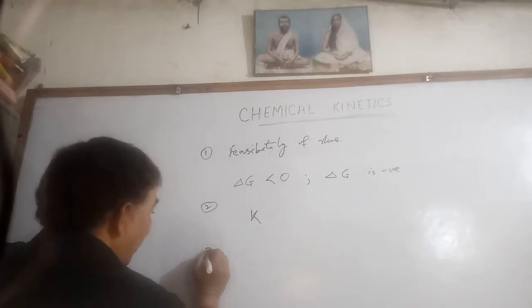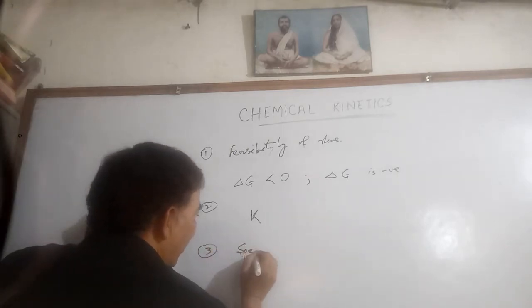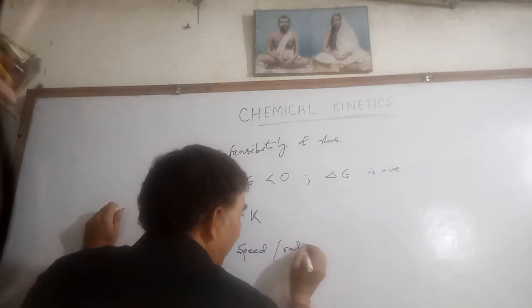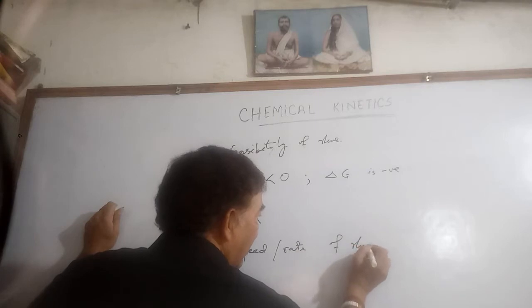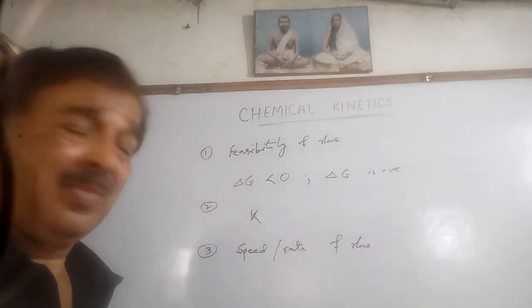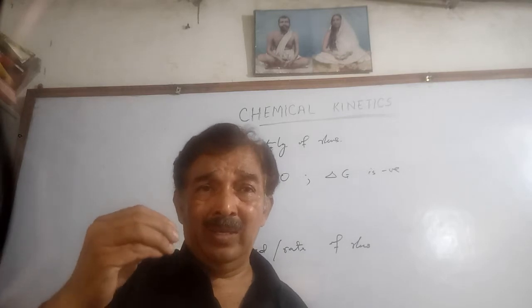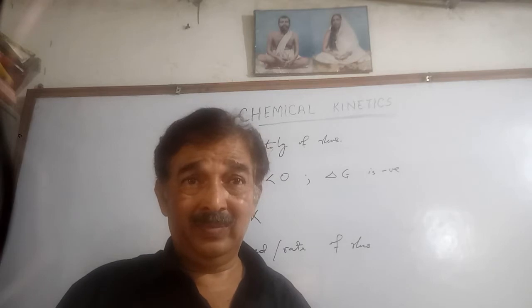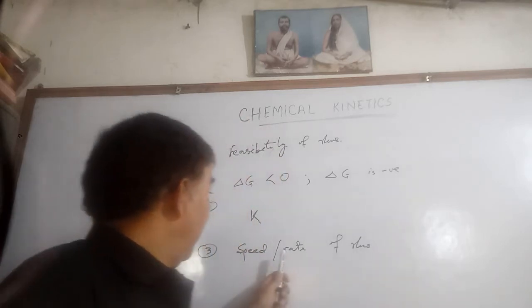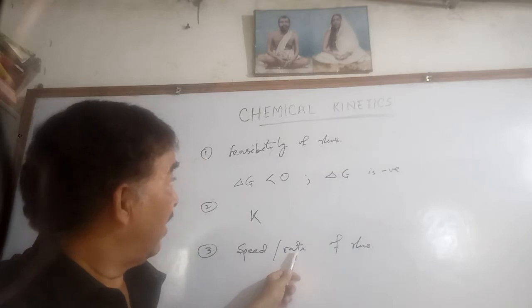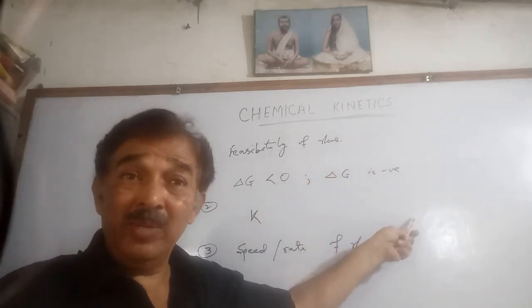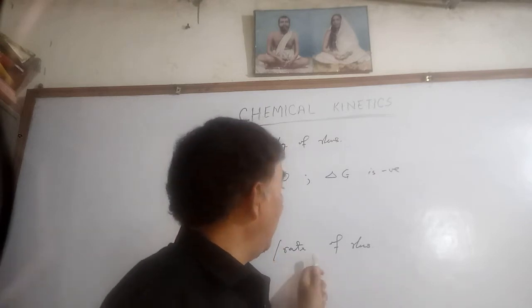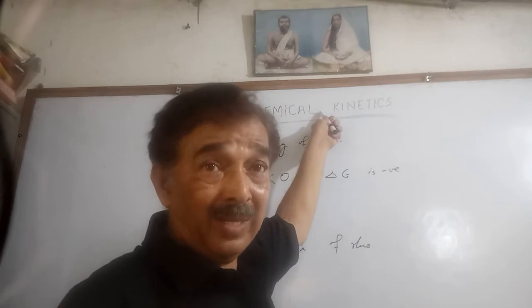The third aspect is speed, that is, the rate of reactions. It is very important to study the rate of a reaction, which we will not get from thermodynamics or from chemical equilibrium. The rate or speed of reactions we study in chemical kinetics.